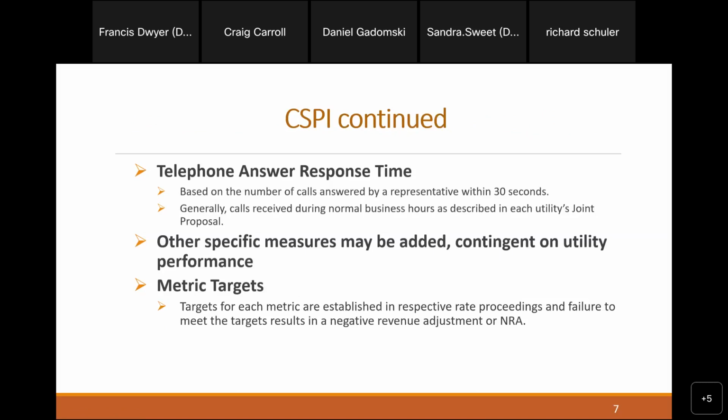The third main metric is a telephone response time metric. This is designed to reduce the amount of time a customer is waiting for a company representative to answer the call. The calculation is based on the number of calls answered by a representative within 30 seconds and typically within defined business hours as in the utility's respective joint proposal.